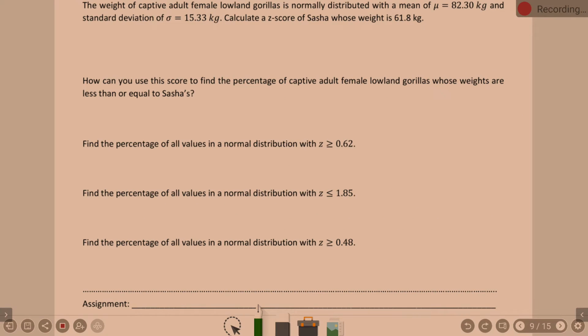So let's talk about some gorillas. The weight of captive adult female lowland gorillas is normally distributed with a mean of 82.3 kilograms and a standard deviation of 15.33 kilograms. We're going to start off, and I broke this into pieces. Calculate a z-score of Sasha, whose weight is 61.8 kilograms.